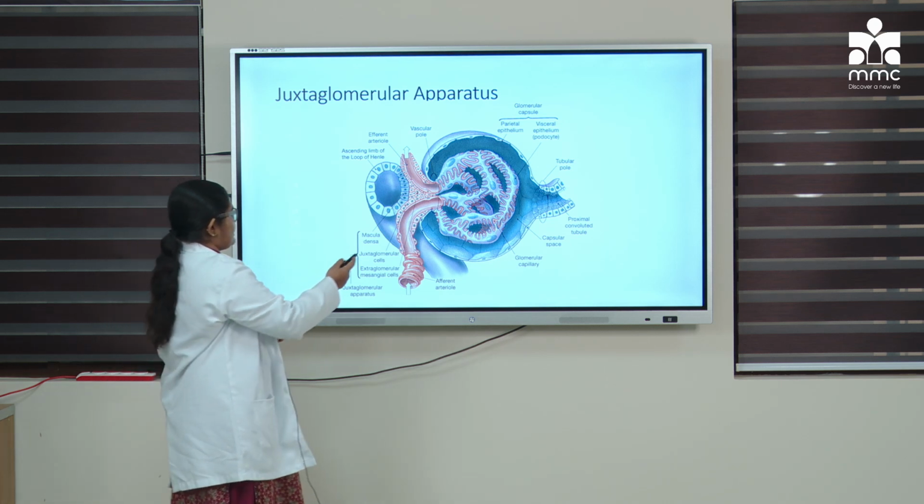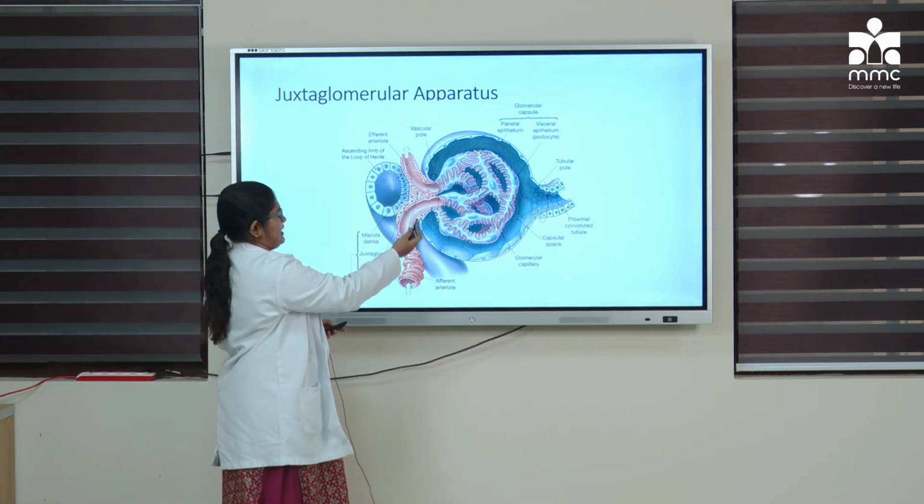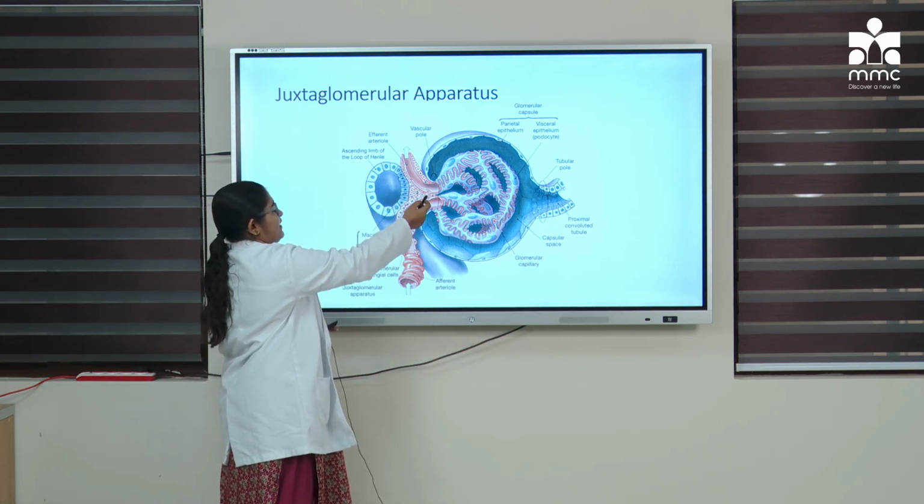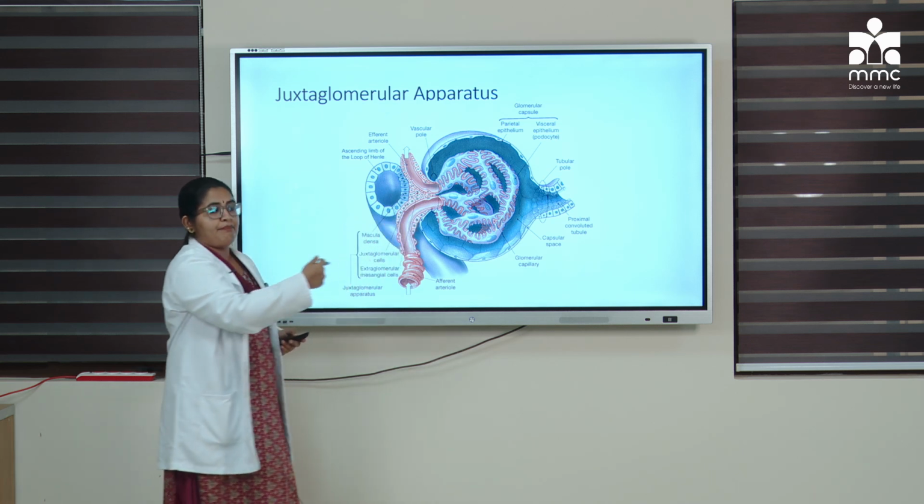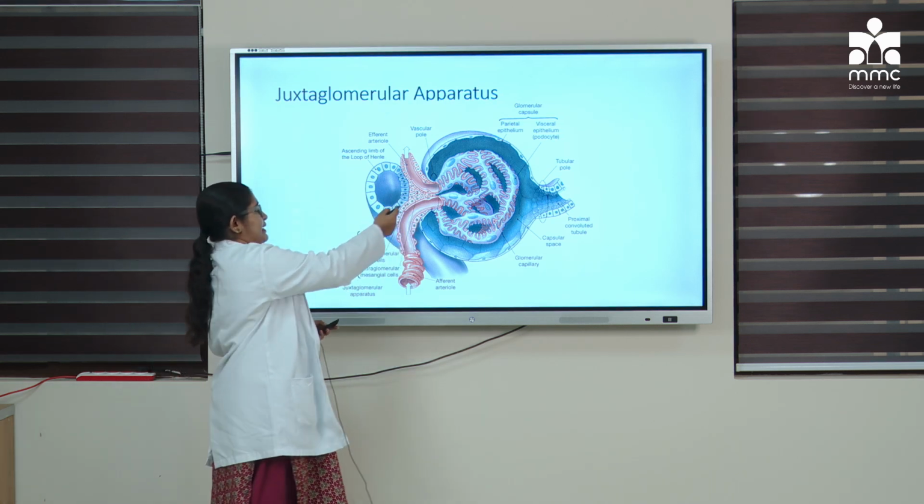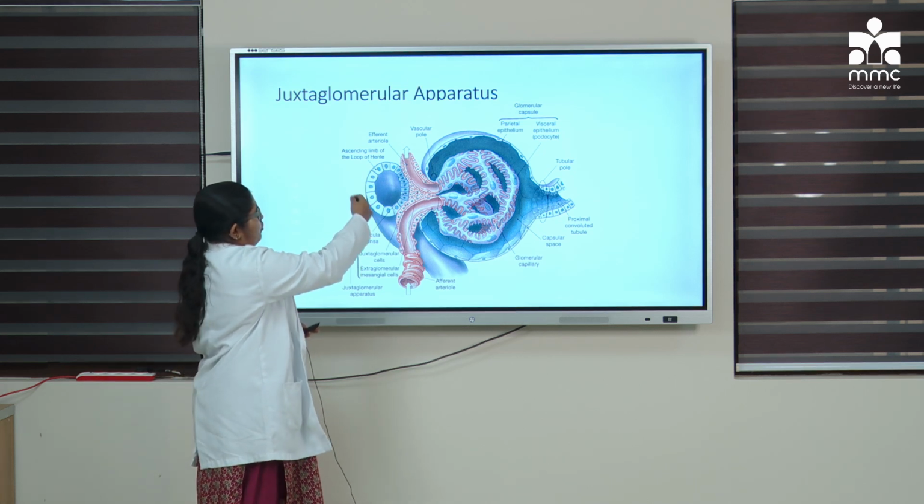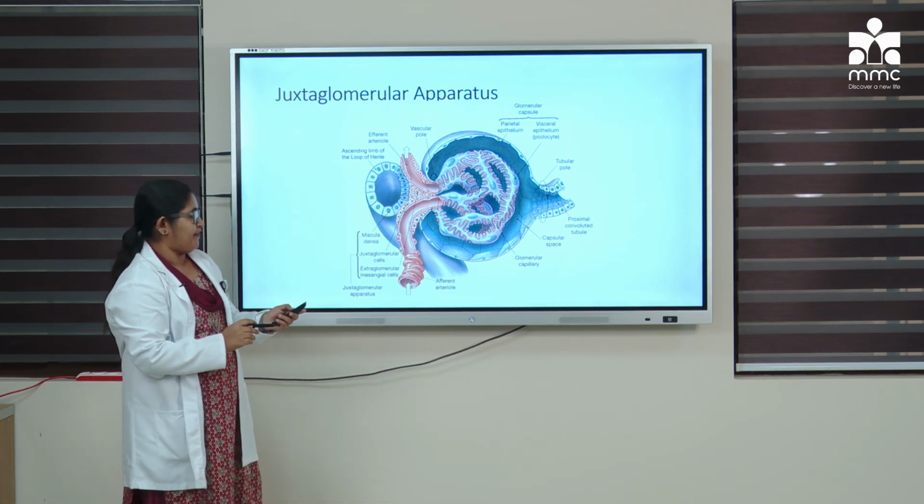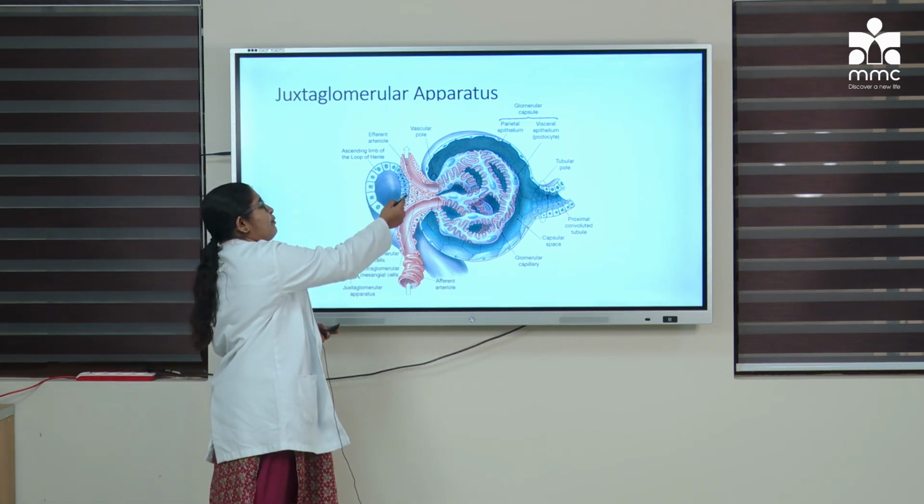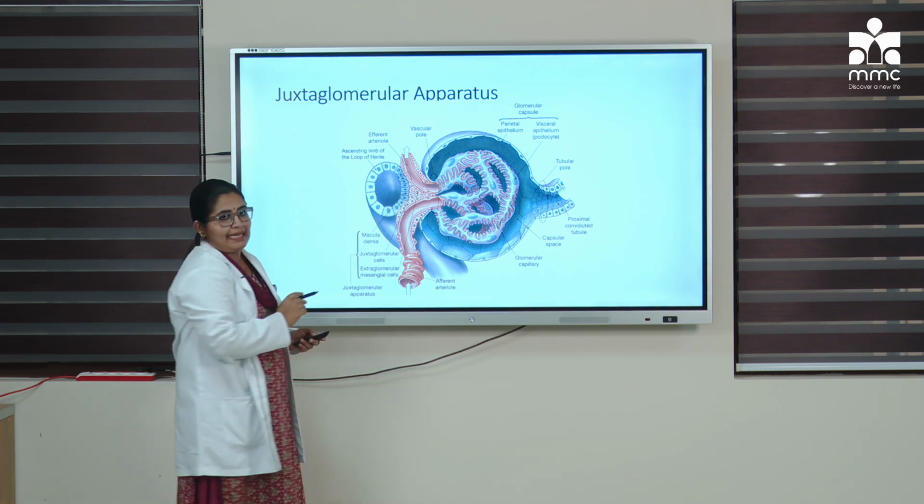First one is the juxtaglomerular cells, which are found in the region of the afferent arteriole. They are the modified smooth muscle cells of the afferent arteriole. Then we have the macula densa, which is a portion of the thick ascending limb of loop of Henle, and we also have certain supporting cells in this region known as the Lacis cells.